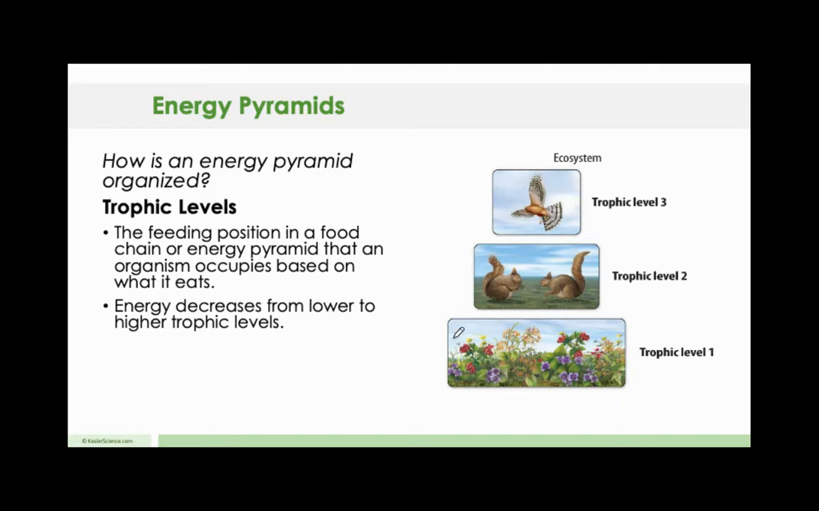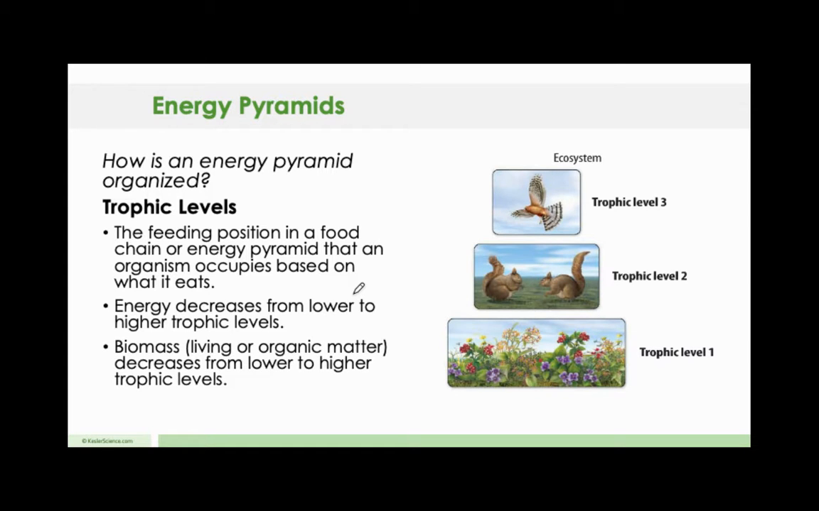Energy will decrease from lower to higher trophic levels. So every trophic level you go up, energy levels are decreasing. Biomass, living or organic matter, decreases from lower to higher trophic levels. The biomass in trophic level 1, meaning how much living matter is there, such as all of the plants and all of the plant debris that comes off of it, all of the junk that's scattered because of it, is going to be a lot more down here than there is up here.